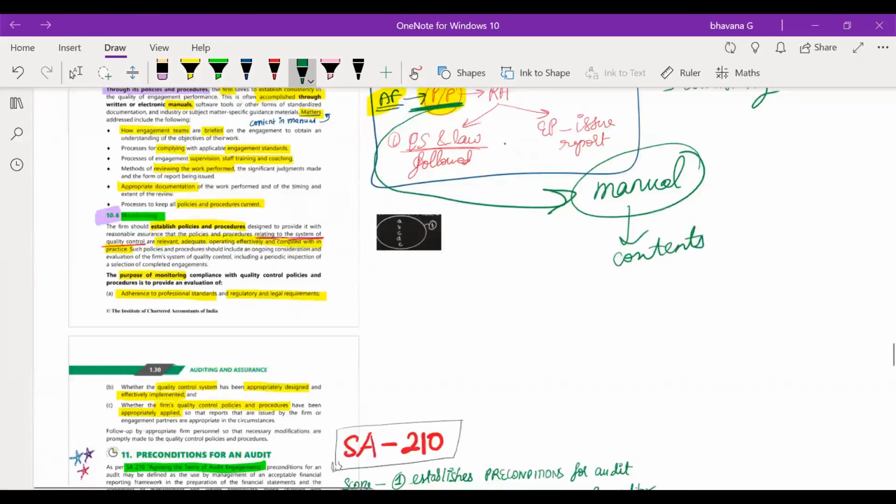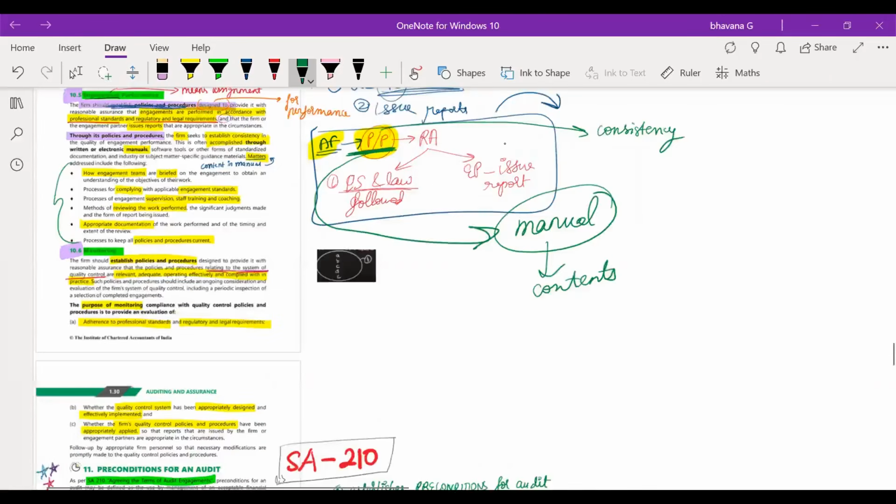Okay, so now, again, this might be slightly confusing, so I'll just give you a recap of it. What they tell you is that there is an auditing firm. They will have a few policies and procedures. Why do they have these policies and procedures? Because they want to give reasonable assurance. What is the reasonable assurance they want to give? That the auditor who is going to audit is following all the professional standards and also complying with the law, and also that the engagement partner is issuing the correct report.